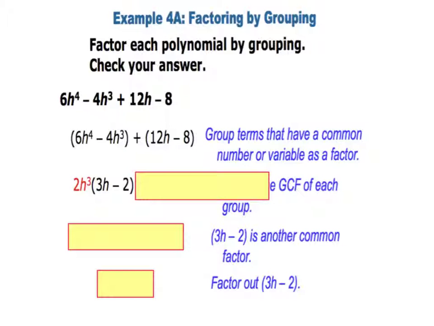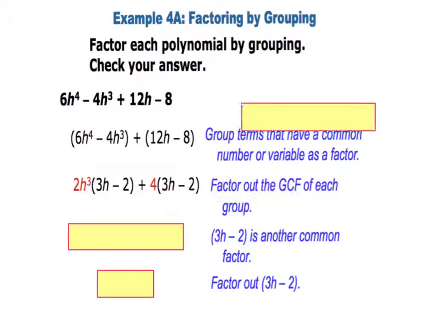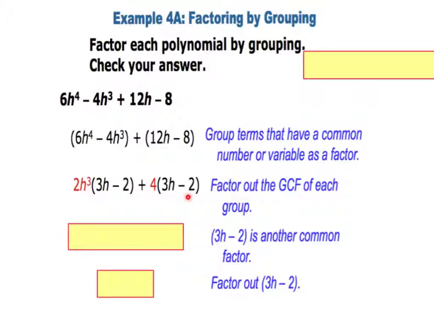Now, let's look at these next two. What comes out of here and here? Well, I can factor out a 4, it looks like. If I factor a 4 out, then what's left? Well, a 3h minus a 2. Now, this is what I want you to see. See this here? See this here? Those are common binomial factors now. We have factored by grouping in such a way that I now have common binomial factors. Now I can factor out that common binomial factor. So I'm going to factor it out.